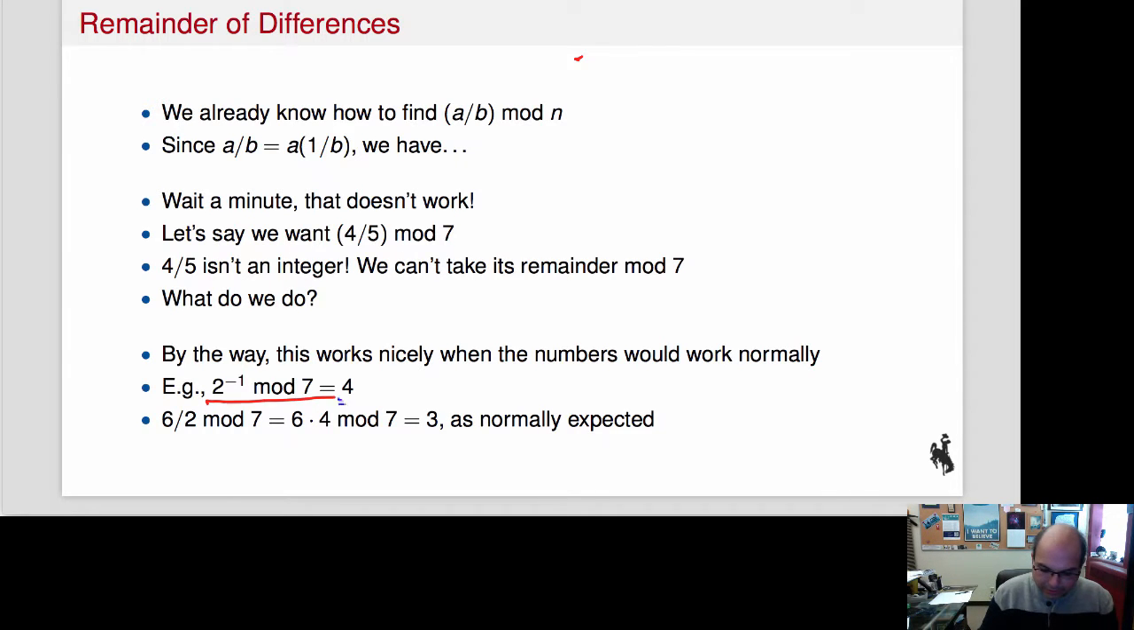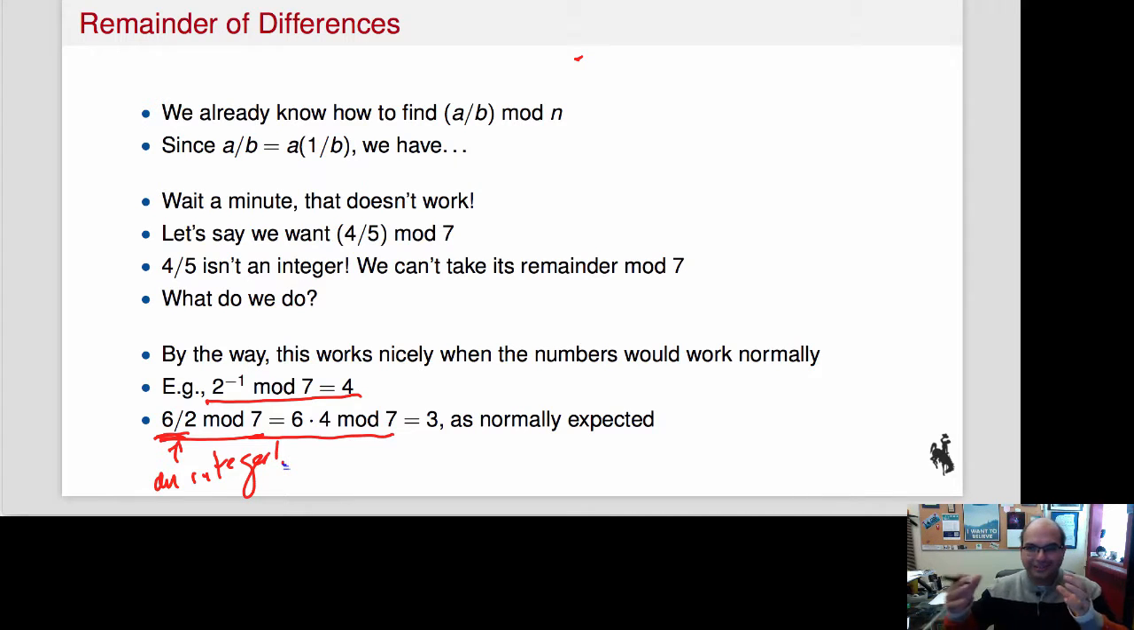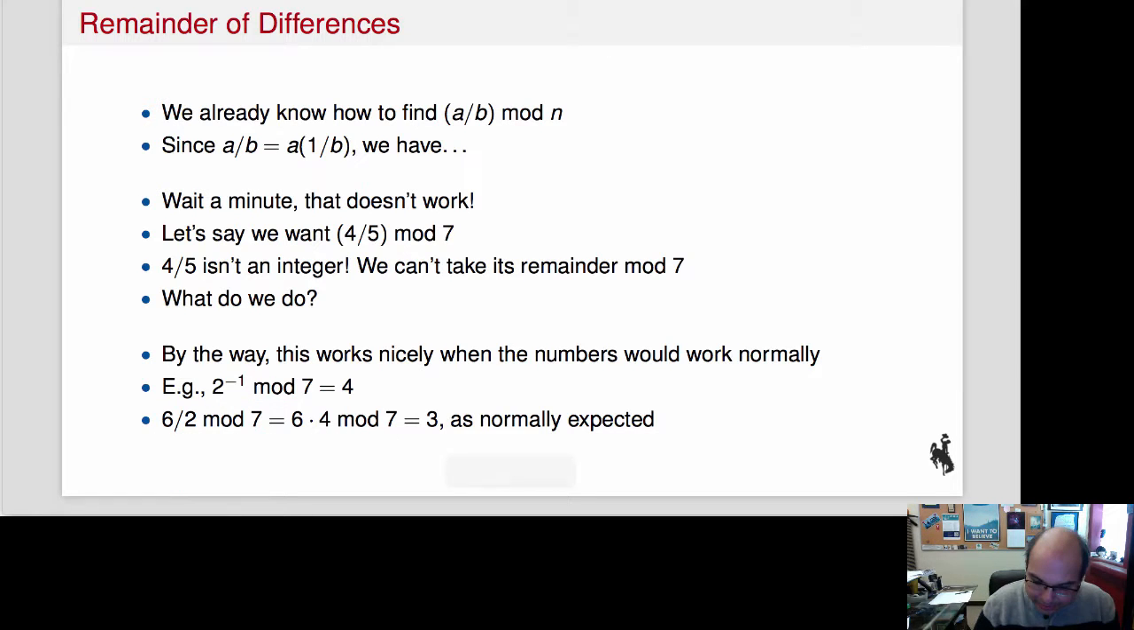So 2 inverse mod 7 is 4. That's because 2 times 4 is 8, which is equal to 1 mod 7. 6 divided by 2, 6 times 4 mod 7, that should be 3, right? And yeah, it's 24 mod 7, 21 plus 3, so 3 is the remainder. And so what we have is that 6 divided by 2 is actually an integer, okay? In general, when I divide two things, that isn't the case. But when I do end up with an integer, then this method of finding a multiplicative inverse actually works just fine. So at least it's a decent definition, okay?